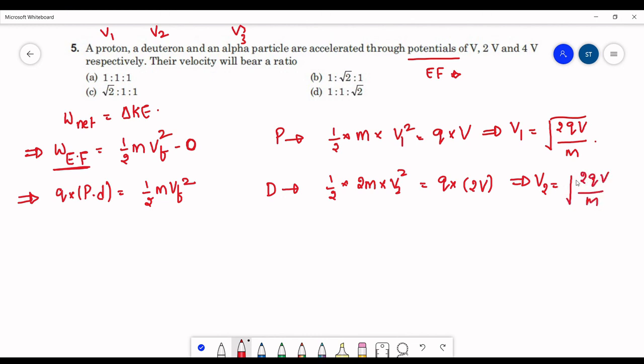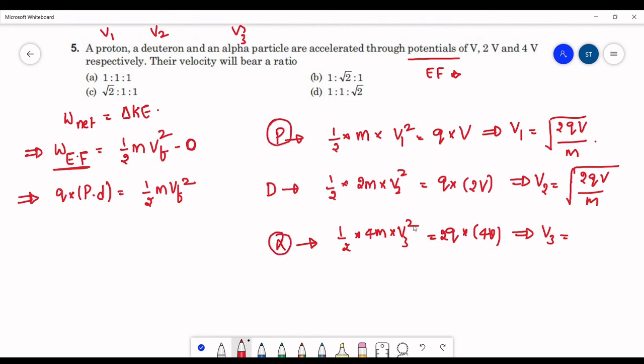Now coming to alpha particle. Alpha particle's mass will be 4 times. So this will be half into 4m into v3² is equal to q into potential difference applied here, which is 4V. So here we can write v3 is equal to, charge is also 2 times. So when compared to proton, alpha particle will be having 4 times mass and 2 times charge. So here again 4 will get cancelled out. v3 can be written as root of 4qV upon m.